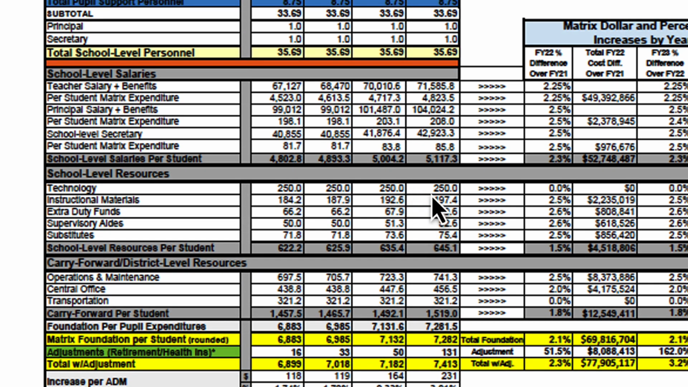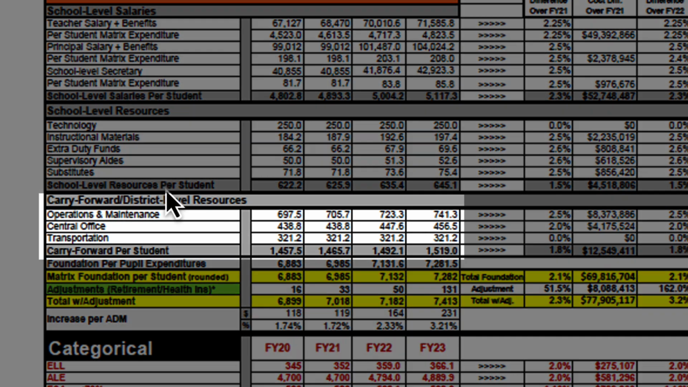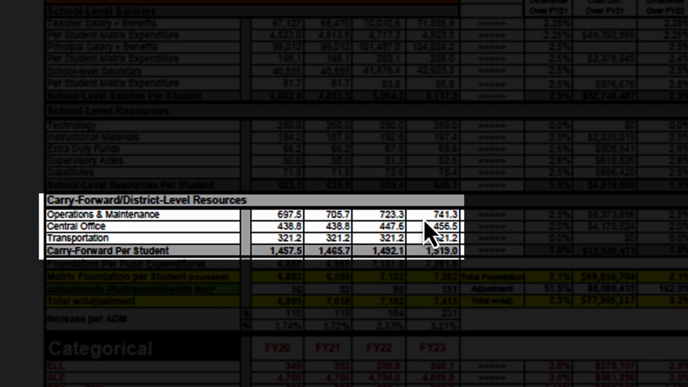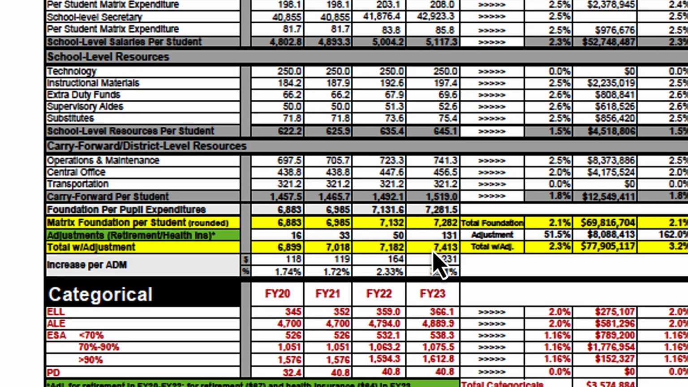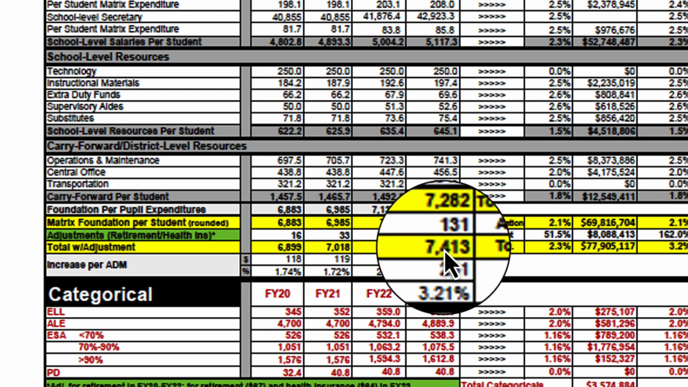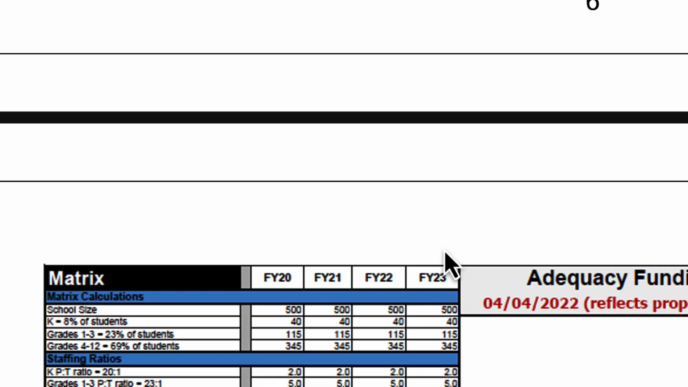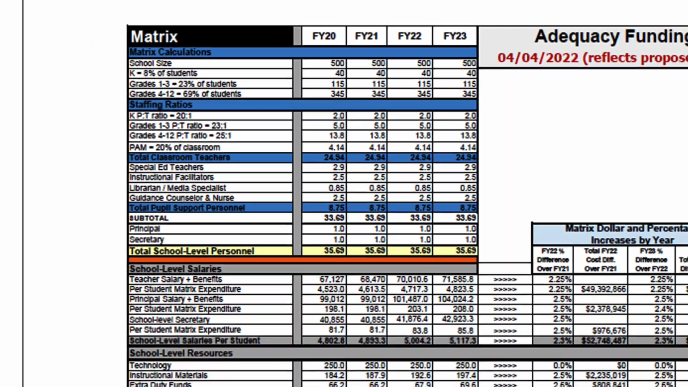Also in the matrix, schools are allotted certain dollar values for school level resources, such as technology or extra duty or substitutes. And then finally, there's a section called carry forward or district level resources that include operations and maintenance, central office, and transportation. So those are per student amounts. And ultimately, all those per student amounts equal our foundation funding for FY23, which is $7,413 per student. So that's kind of how the legislature decides how they'll fund schools on foundation funding. However, that's just a guide, that's just a recommendation. Schools are free to spend the money however they wish.